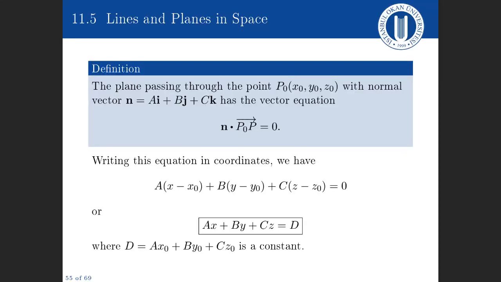If we write this equation in terms of coordinates, that's the same as saying a multiplied by x minus x0 plus b multiplied by y minus y0 plus c multiplied by z minus z0 is equal to the number 0. Or we could rearrange this to the standard form, ax plus by plus cz is equal to d, where d is a constant.